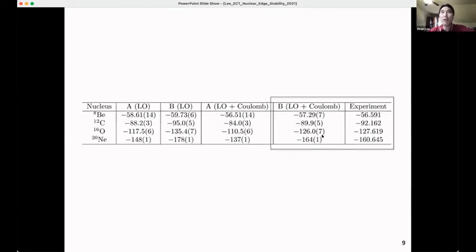But when we go to more than A equals 4, we go up to, let's say, beryllium-8, carbon-12, oxygen-16, neon-20, B, with Coulomb included, does a pretty good job of describing the experimental binding energies of these heavier nuclei, these alpha-like, alpha conjugate nuclei. But interaction A seems to have quite a lot of difficulty. The binding energies are quite a bit off. They're severely underbound.